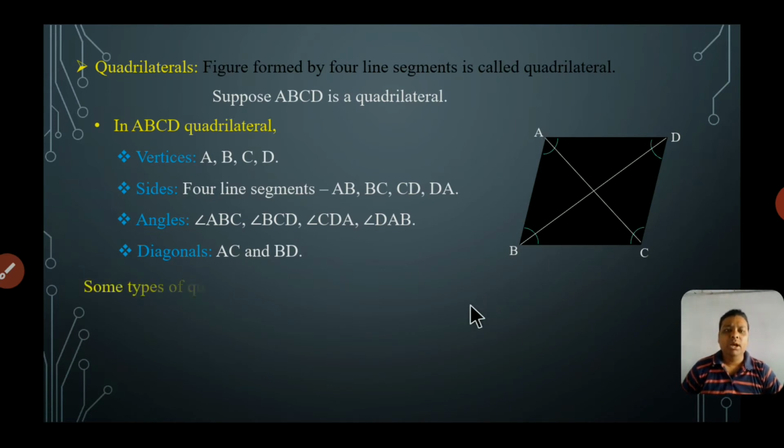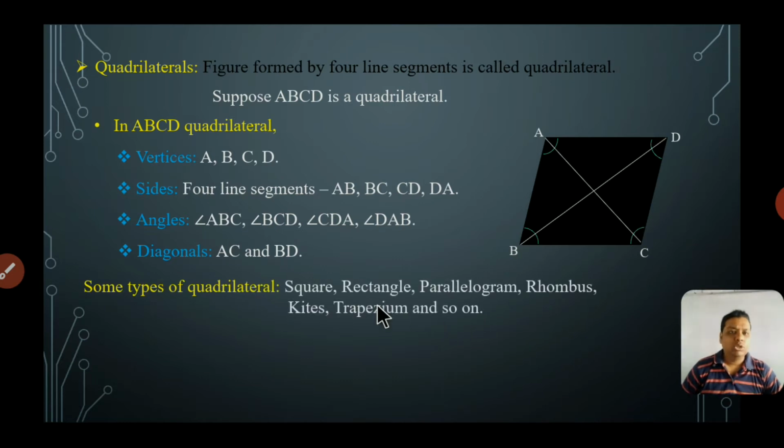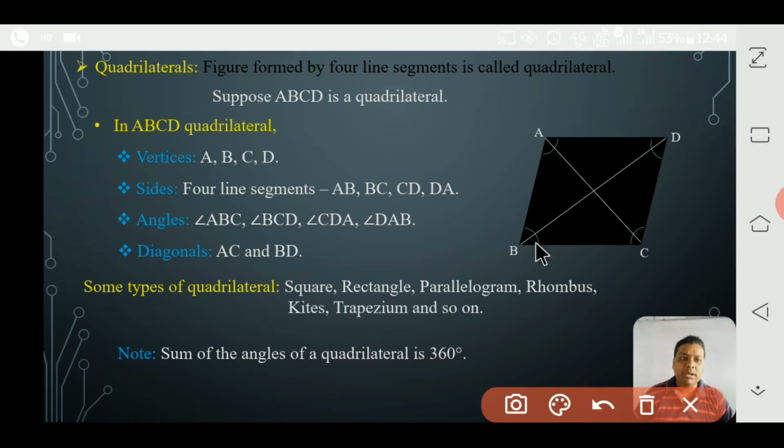Now there are some types of quadrilateral. Square, where all four sides are equal. Rectangle, parallelogram, rhombus, kite, trapezium, and so on. All figures formed by four line segments are quadrilaterals. Now, the sum of the angles of a quadrilateral is 360 degrees. This is the important point here: if you add all these four angles A, B, C, D, then you will get 360.